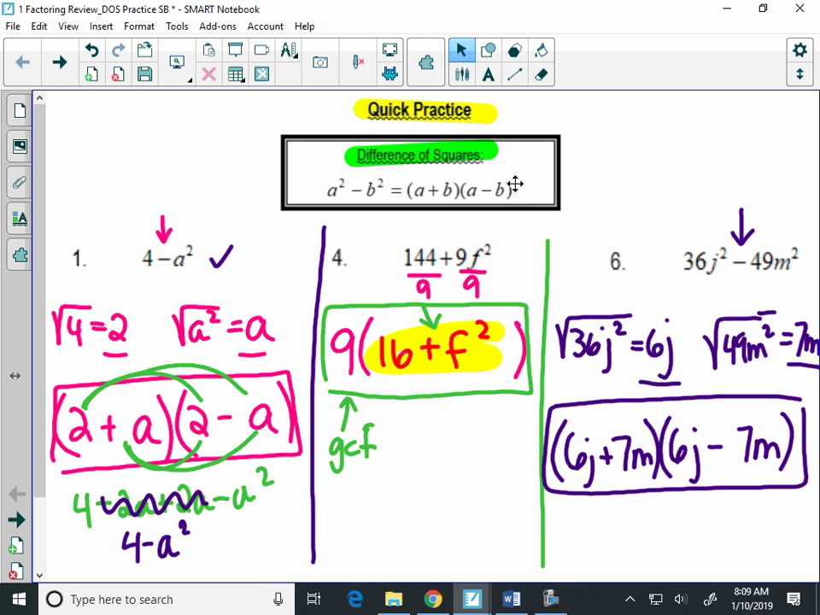All right, if you have questions on the other 3 problems at all, or you feel like you need more practice on this method, you can ask your teacher for some help.